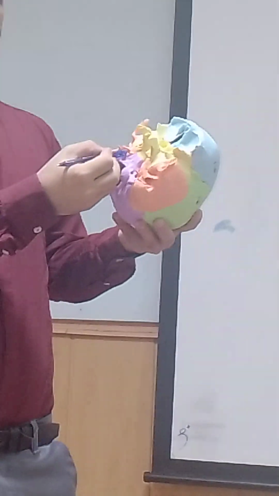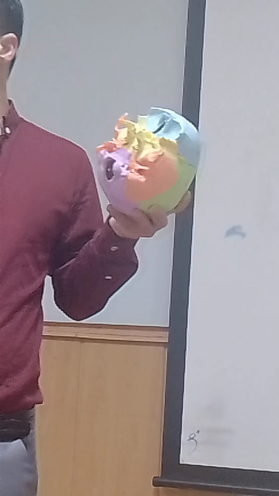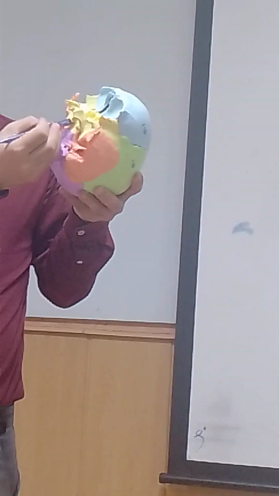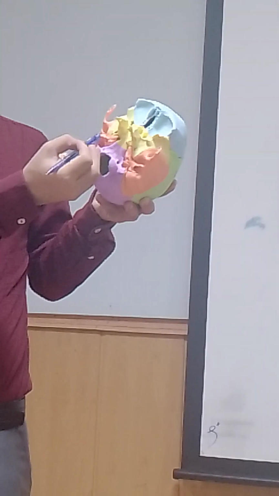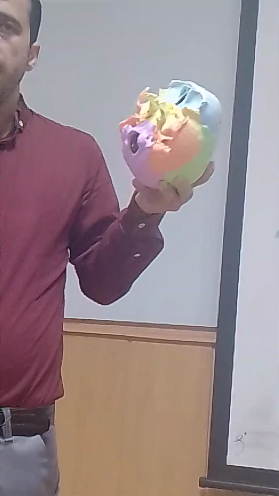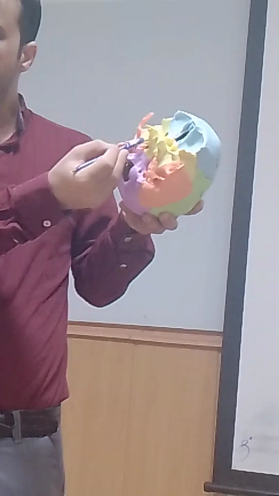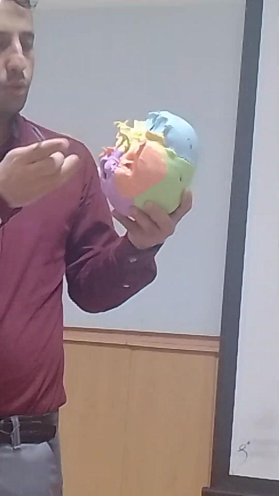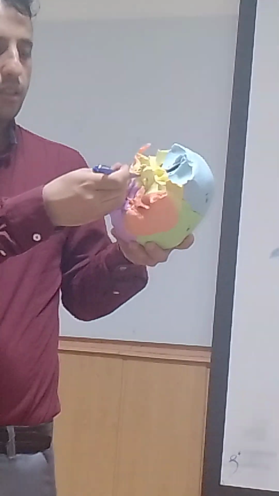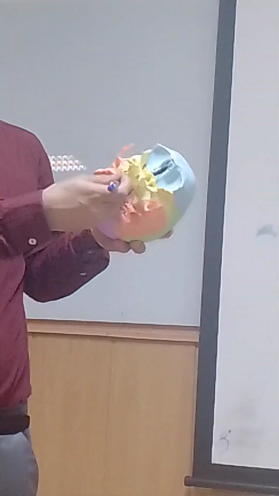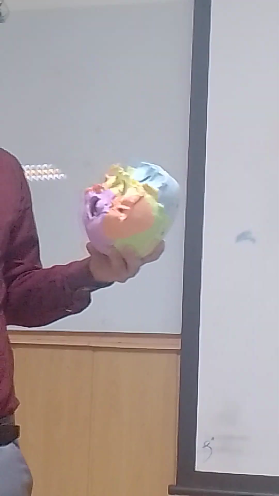The petrous part is like a pyramid, which has an apex and a base. The apex attaches to the sphenoid bone. When the apex attaches to the sphenoid bone, it makes the foramen lacerum. Yes, foramen lacerum.